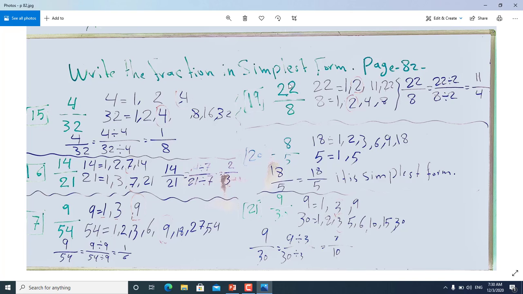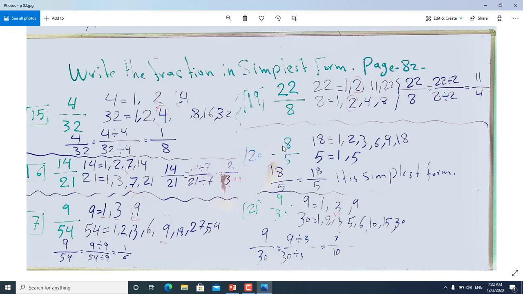From number 19, we have 22 over 8. Let's write the factors for 22. We have 1 times 22, it's 22, and 2 times 11, it's 22. 3 we don't have because 22 is not divisible by 3, 4, 5, or any other numbers. So that's all the factors we have. And for 8, we have 1 times 8 and 2 times 4. That's all the factors for 8. After that, we find the greatest common factor, it's 2. So for this fraction, the numerator and denominator will be divided by 2. 22 divided by 2 is 11. 8 divided by 2 is 4.